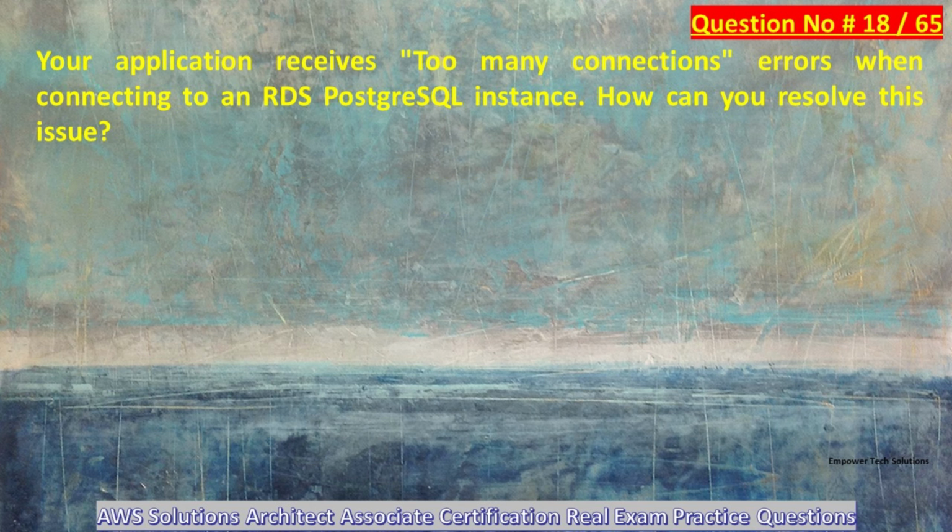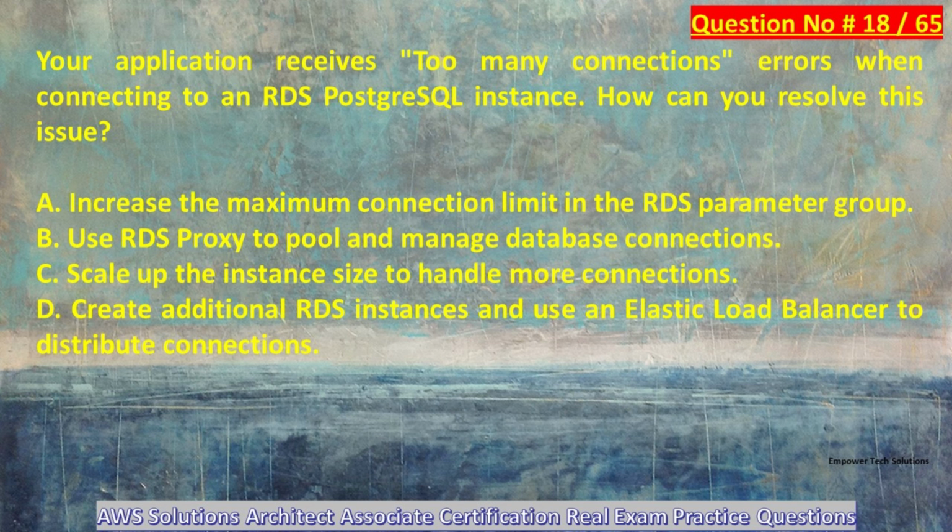Your application receives too many connections errors when connecting to an RDS PostgreSQL instance. How can you resolve this issue? A. Increase the maximum connection limit in the RDS parameter group. B. Use RDS proxy to pool and manage database connections. C. Scale up the instance size to handle more connections. D. Create additional RDS instances and use an elastic load balancer to distribute connections.